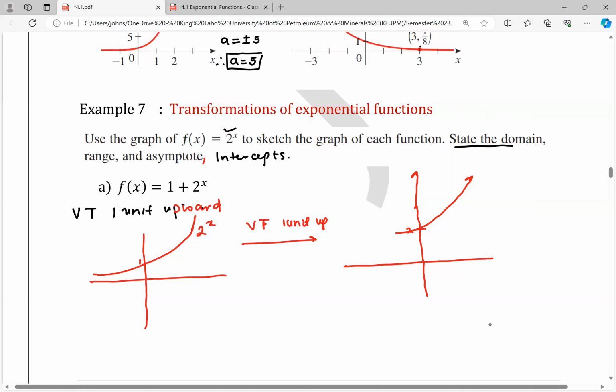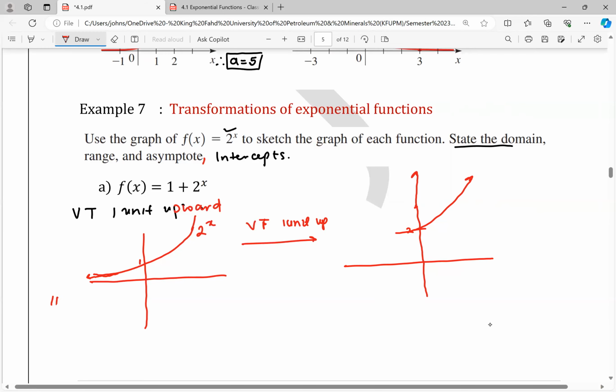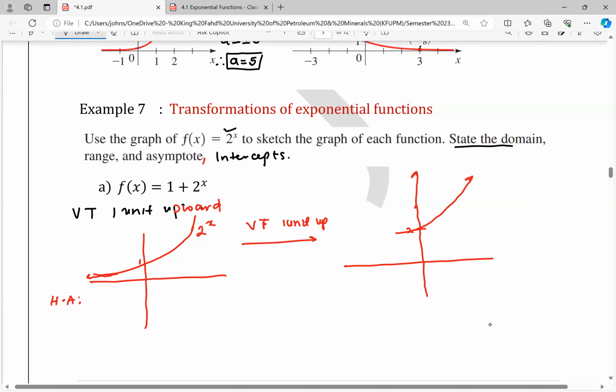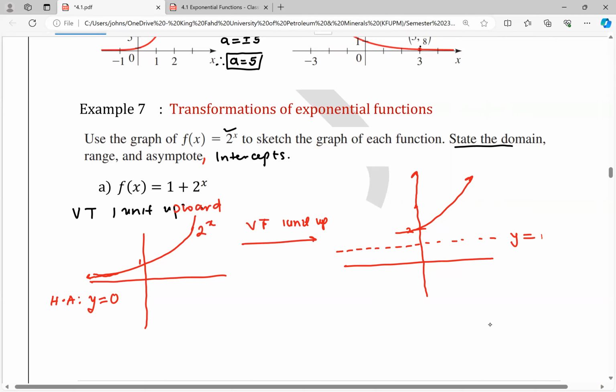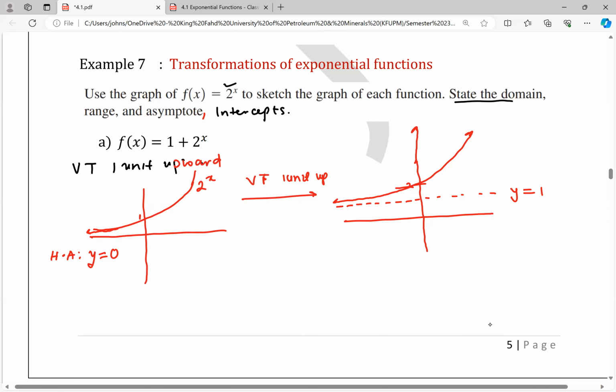But something will change. You see here, when it's cut at 1, the horizontal asymptote, I call it HA, is y equals 0. But now, since it's cutting at 2, your horizontal asymptote is going to be y equals 1. So it means your graph will cut at 2, but it will come close to this line, right? So now, we want to find the domain. So what will be the domain?